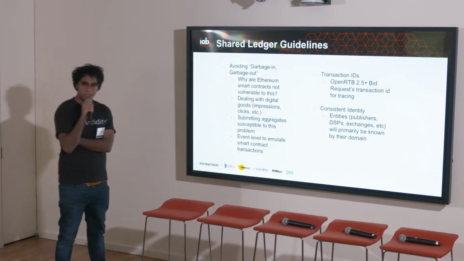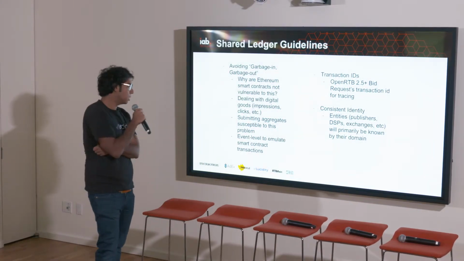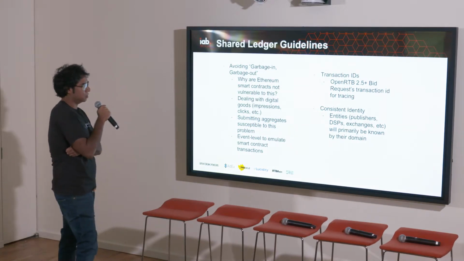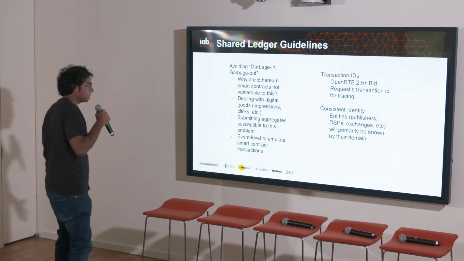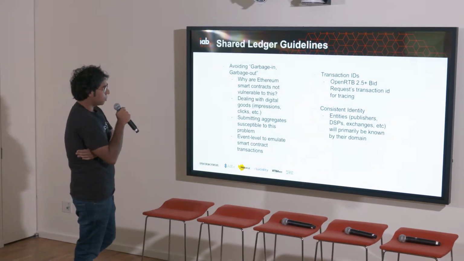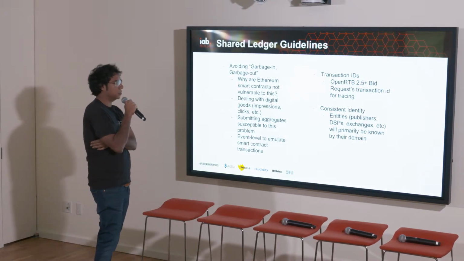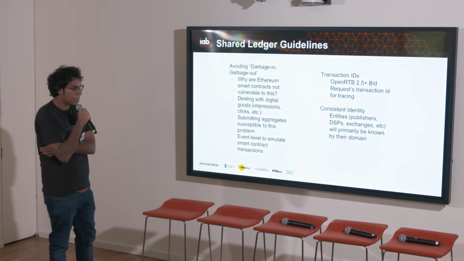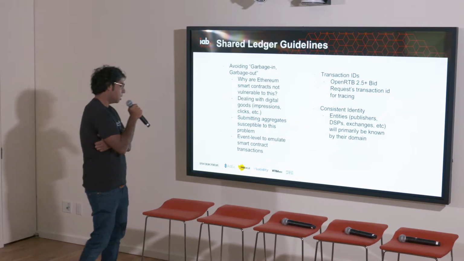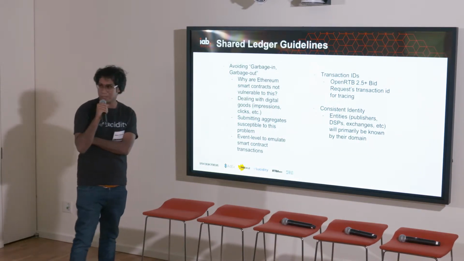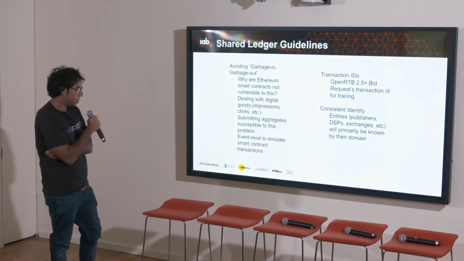So why are Ethereum smart contracts not vulnerable to this? Well, because you're dealing with digital goods. If you were not dealing with digital goods, like say we want to track this chair or whatever, it doesn't make sense. But when you're submitting aggregates, that's when it's susceptible to this problem. In Ethereum, you're not submitting aggregates, you're submitting individual transactions which change the state. And so we want to basically emulate that. We want to not be vulnerable to garbage in, garbage out.